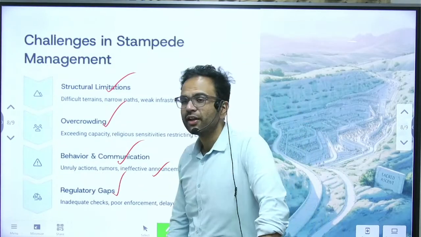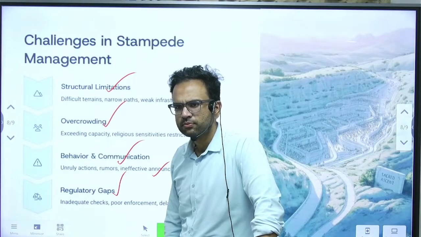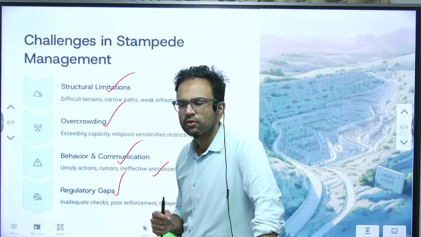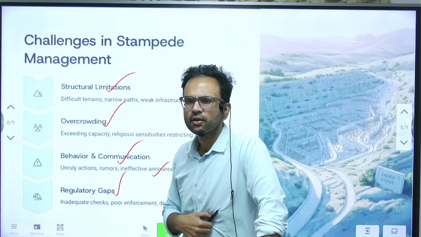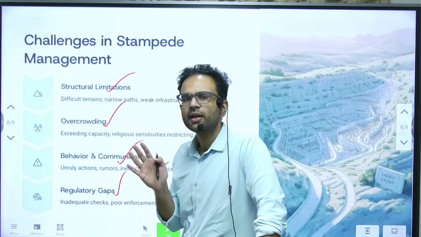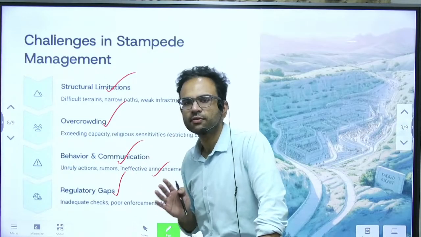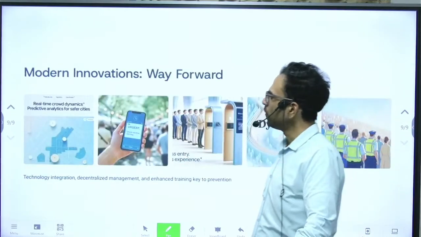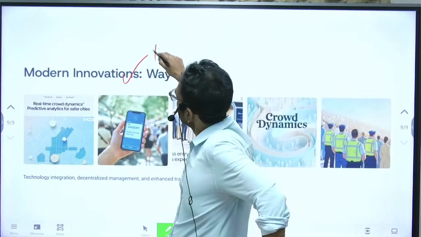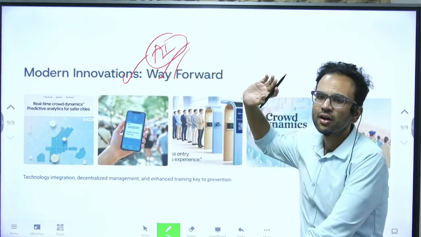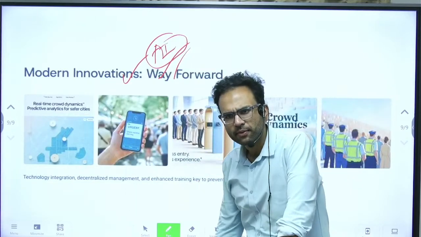Finally, it is about the regulatory gaps. You know the buildings are not good enough for conducting that kind of an event, and yet we are normalizing that, and that's the reason for a lot of stampedes. So you need to leverage AI and predictive data analytics for solving the problem of stampede.